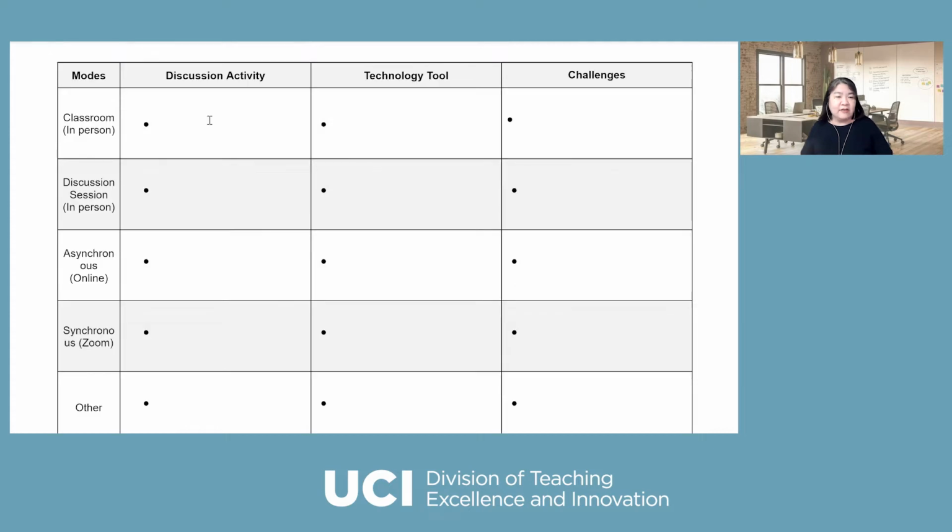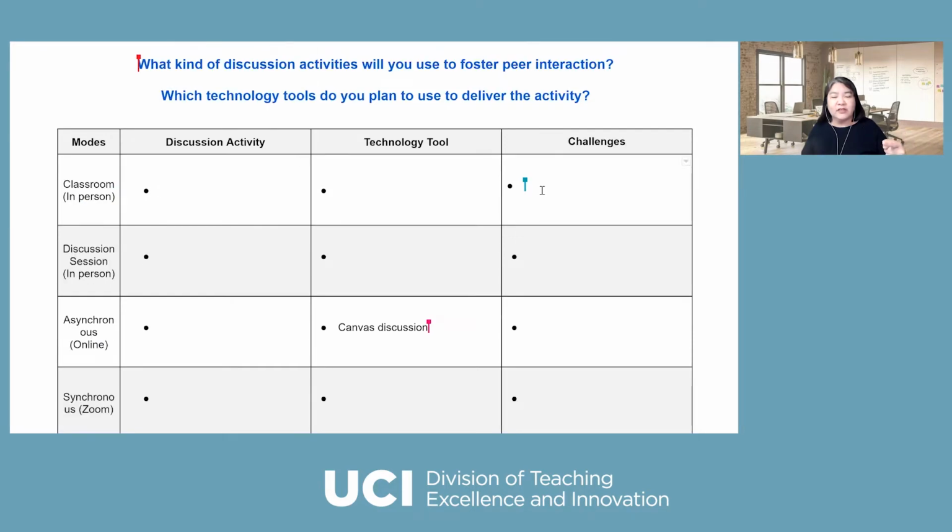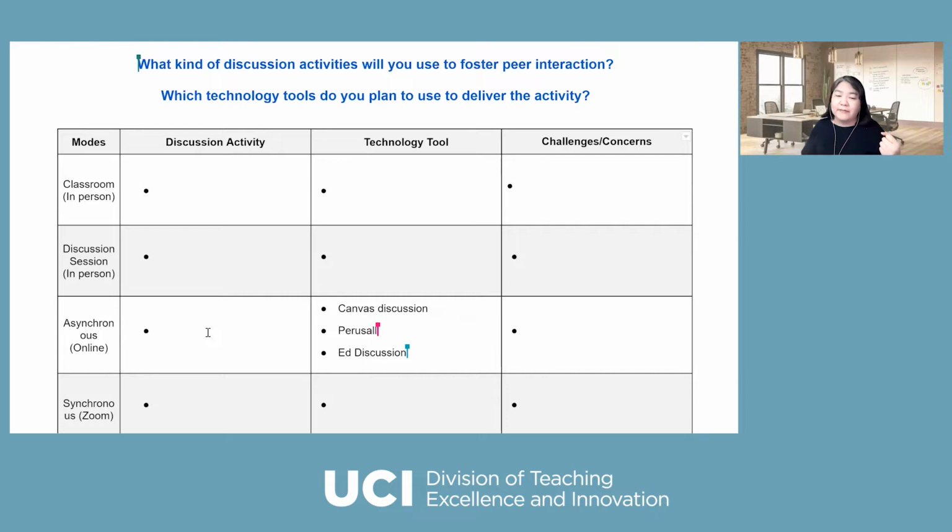As you can see, the first column has all the different modes. There's a classroom in person, or discussion session in person. How do you want to engage your students if it's live? And how about asynchronous online, using a discussion board, or synchronous using Zoom? What kind of discussion activities do you think will be good for that? What kind of tools are you planning to use? And are there any challenges or concerns where you're not sure this is going to play well? So let's take some time to share our plans on this document, and we can talk about it.